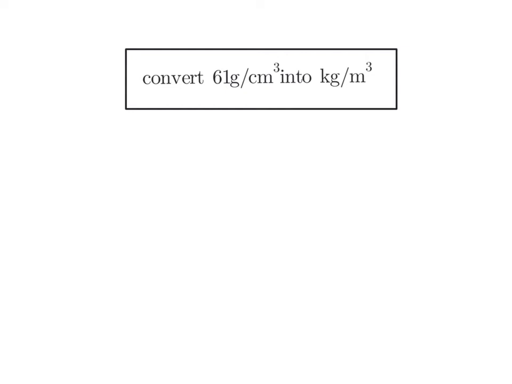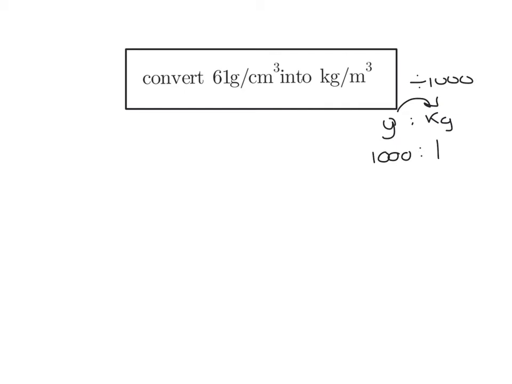Convert 61 grams per centimetre cubed into kilograms per metre cubed. Okay, the first thing I'm going to do is sort out my conversions. So the first conversion I need is from grams to kilograms. And we know that there's 1,000 grams in 1 kilogram. So to get from grams to kilograms, I'm going to be dividing by 1,000.